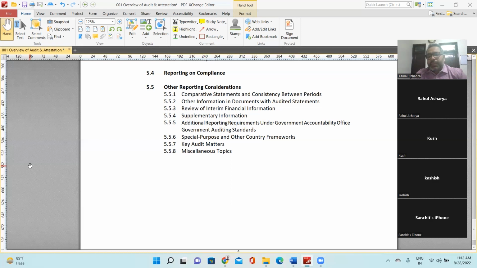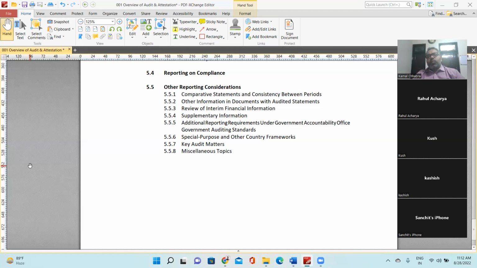Next we'll be covering supplementary information. Supplementary information is not the main part of the financial statements but goes along as a supplement, and the information is actually extracted from the current year or other year financial statements. It may be historical data of employees, director remuneration, related party disclosures, those kinds of things that come under supplementary information. We'll be understanding what the auditor's responsibility is for that supplementary information.